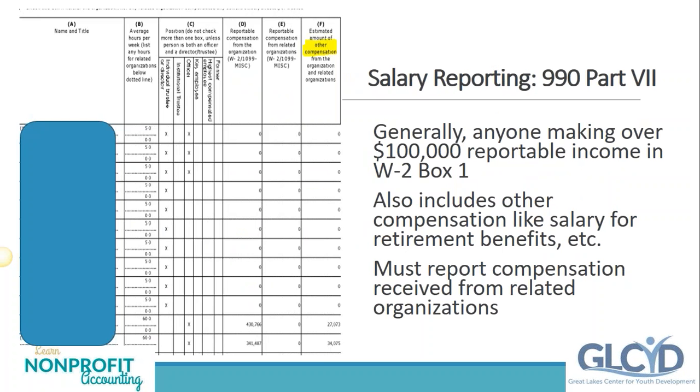So here's the first place where there is salary reporting, and this is on the 990 Part 7. Generally, anyone making over $100,000 in reportable income on W-2 Box 1 gets listed here. They're generally key employees. And then also you need to list all the officers, directors, and trustees, and usually they're not making any salaries, but you still need to list them here.